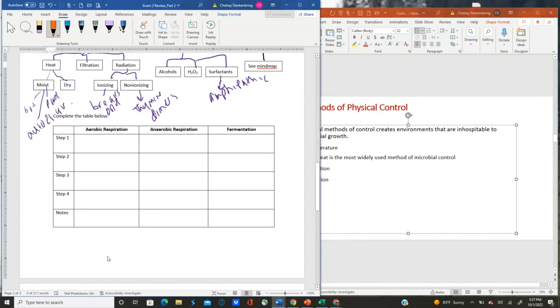So I recommend filling this out on your own from your memory, what you can remember. So remember, our first step of aerobic respiration is going to be glycolysis. And I would write smaller. I made these bigger so you can take notes in them, but I can't because I write too big.